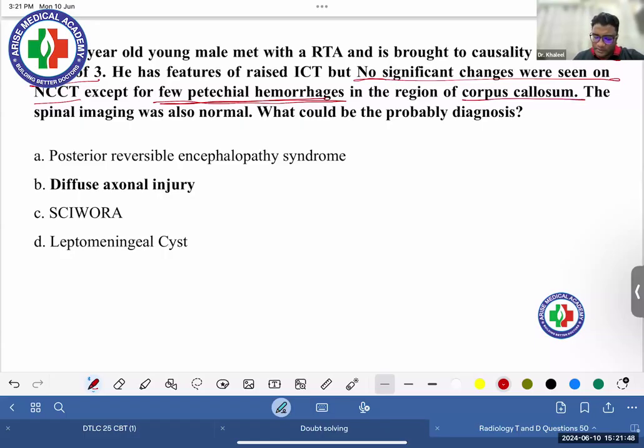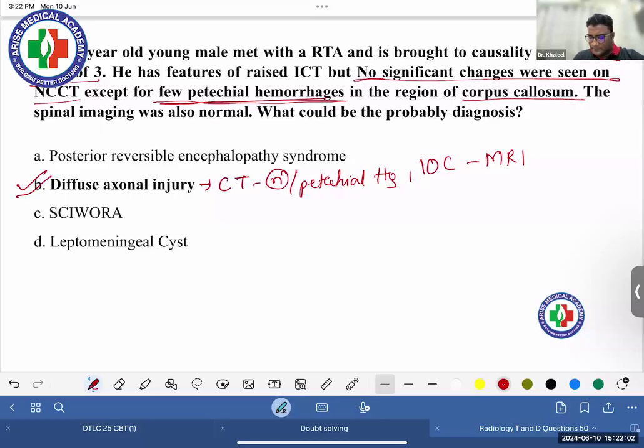What is the probable diagnosis? This is diffuse axonal injury. Remember, CT scan can be normal or show petechial hemorrhages. The investigation of choice is MRI. This is diffuse axonal injury, right?